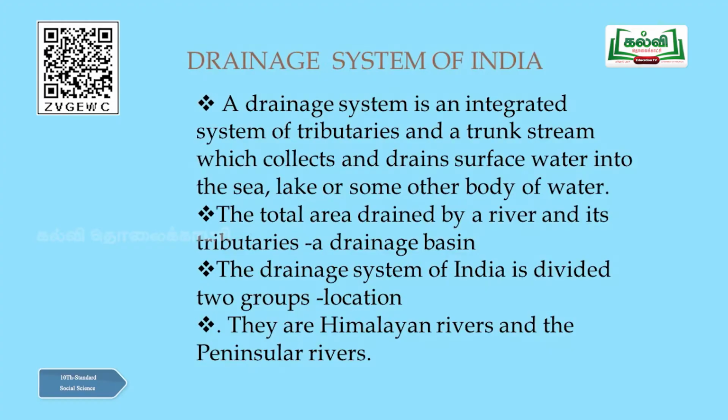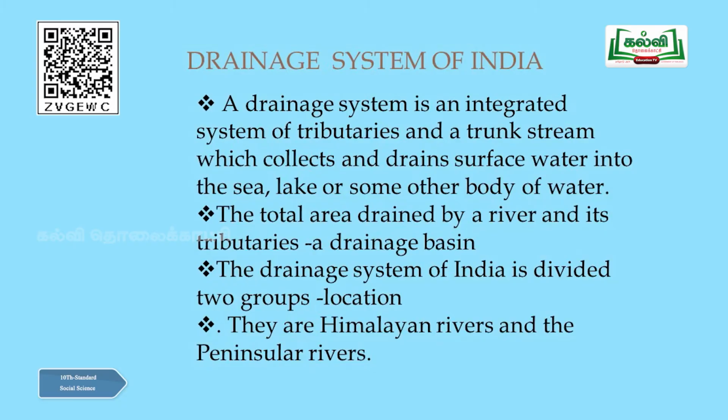So far, we have learnt about the physical divisions of India. Now, we are going to see the drainage system of India. Drainage is nothing but the river system which flows through our country and ends in a sea or ocean or some other body of water.